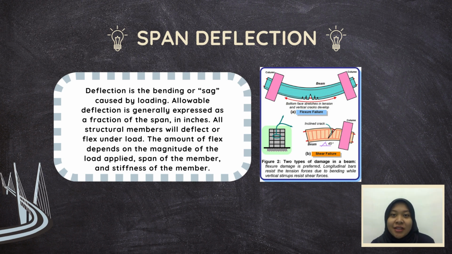Deflection is a bending or sag caused by loading. A allowable deflection is generally expressed as a fraction of the span in inches. All structural members will deflect or flex under load. The amount of flex depends on the magnitude of the load applied, span of the member, and stiffness of the member.